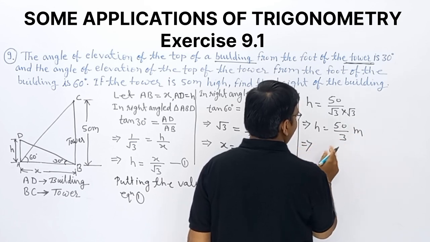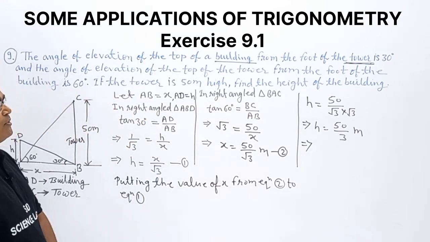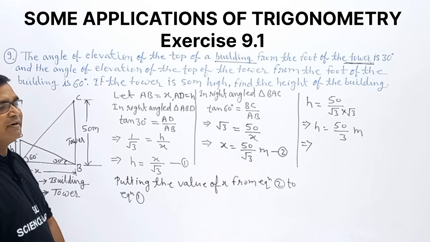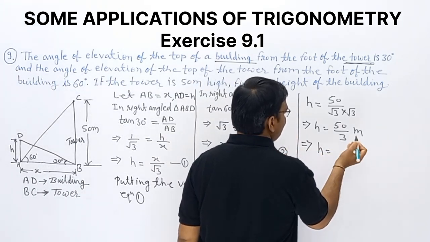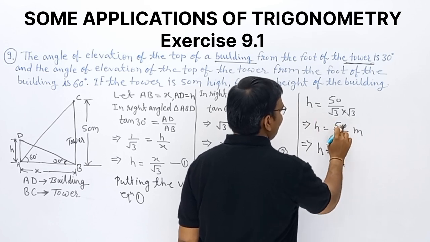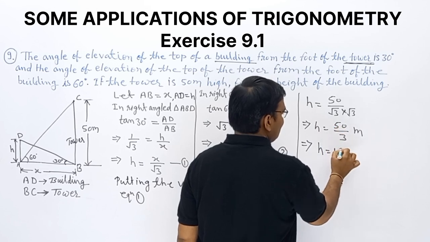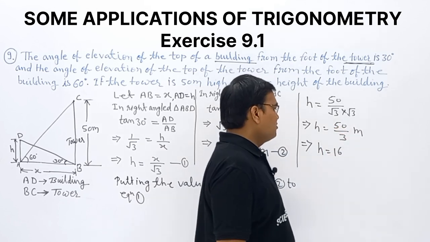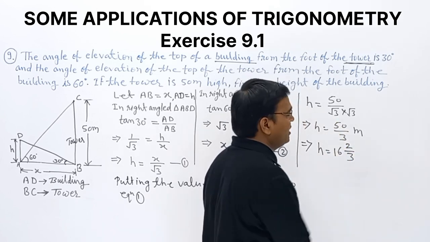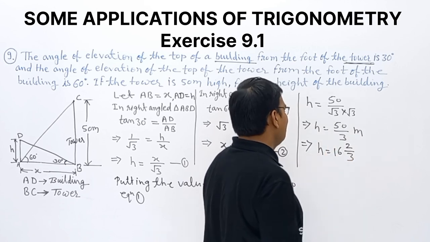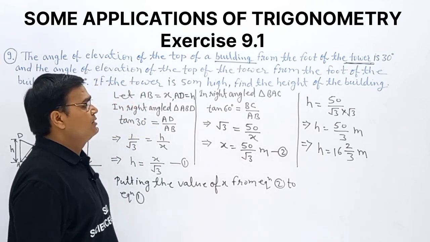Now solve this one. This is an improper fraction. So this can be converted into a mixed fraction. How will we convert it into a mixed fraction? h can be written as, divide 50 by 3. One time it is going, 2 is remaining, 6 times 3 is 18. So what is the remaining, 2 upon 3. So 16 is the whole number and 2 upon 3 will be the fraction part, and this will be in meter, and this will be the height of the building.